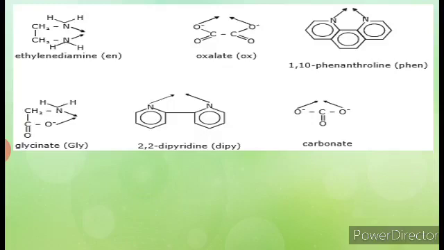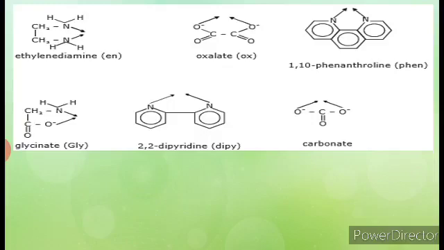Similarly, carbonate is also a bidentate ligand. Two negatively charged oxygen atoms possessing lone pair of electrons, which can be donated to the central metal atom. So ethylene diamine, oxalate, 1,10-phenanthroline and glycinate, 2,2-dipyridine, carbonate, these are the examples of bidentate ligand.